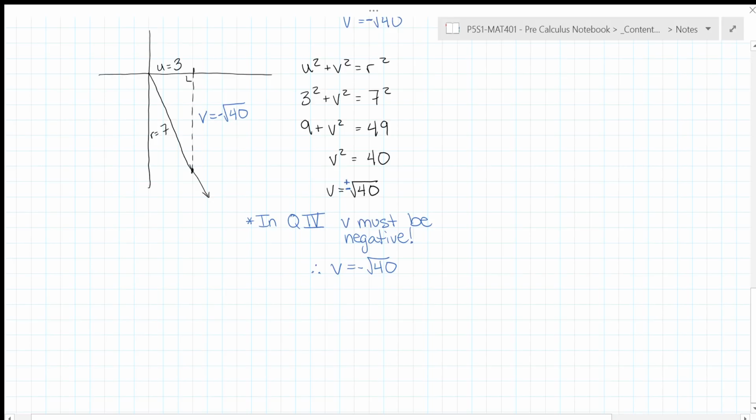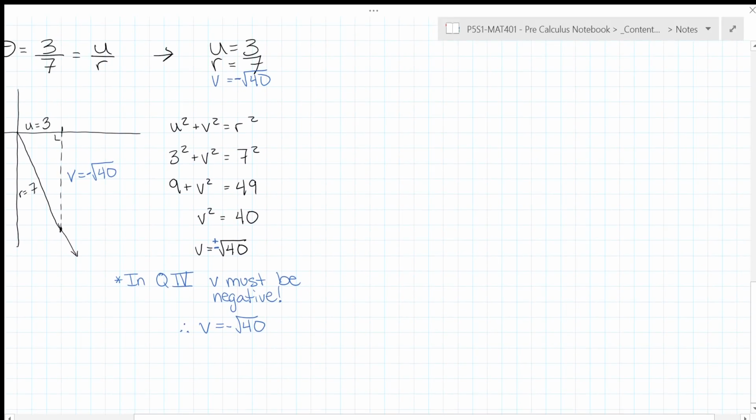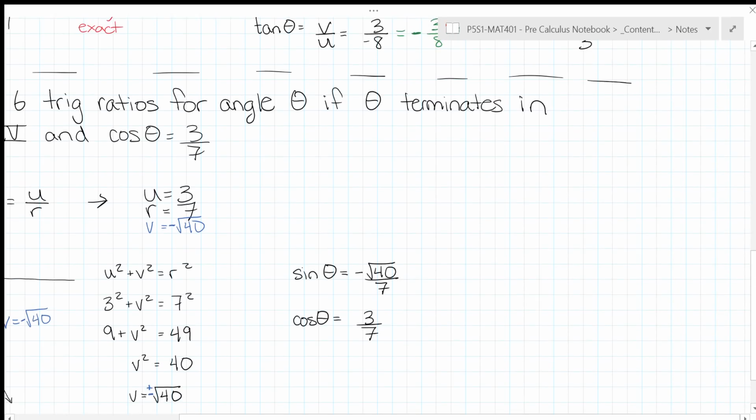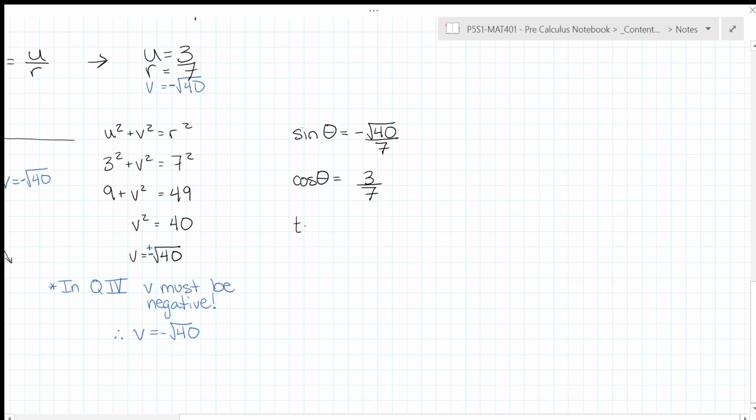And then I can plug in, again, my u, my v, and my r into those trig ratios. So the sine of theta is v over r: negative square root of 40 over 7. Cosine of theta is u over r, 3/7. Better get that because that's what the problem stated at the very start. The tangent of theta, v over u, is negative root 40 over 3, and then their reciprocals.